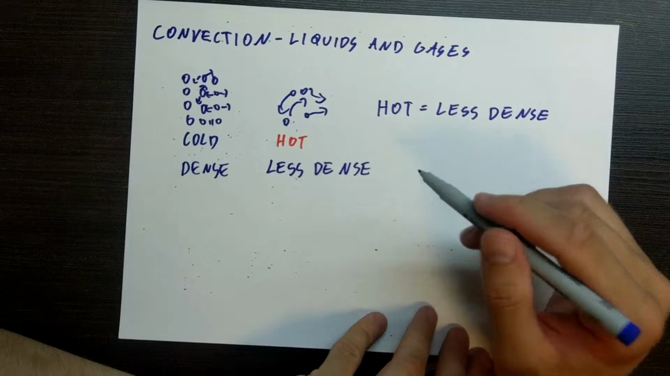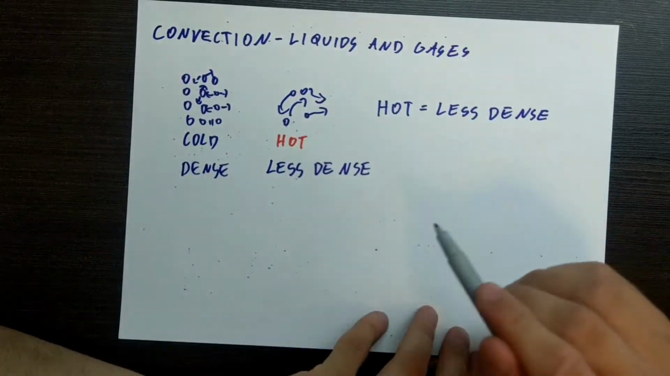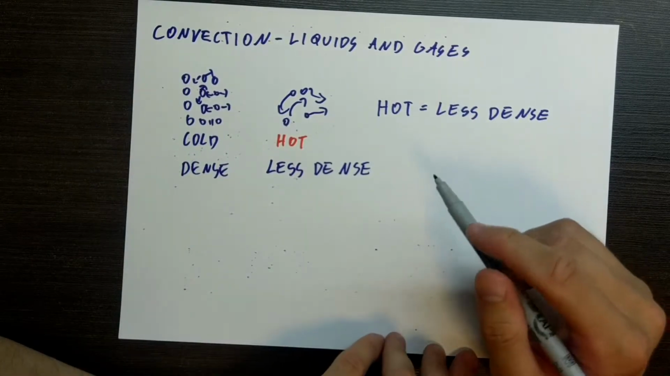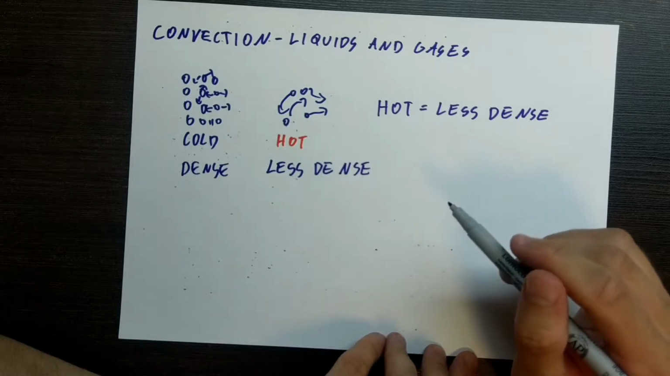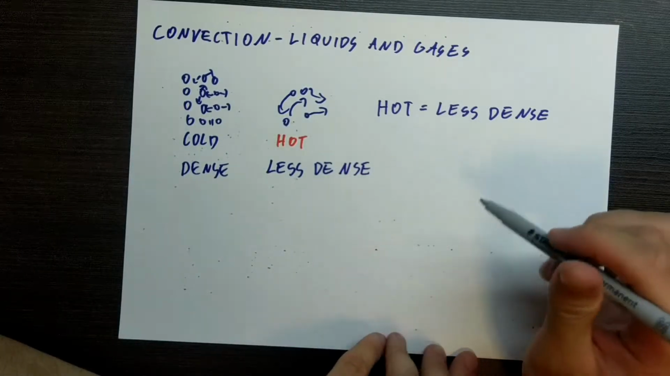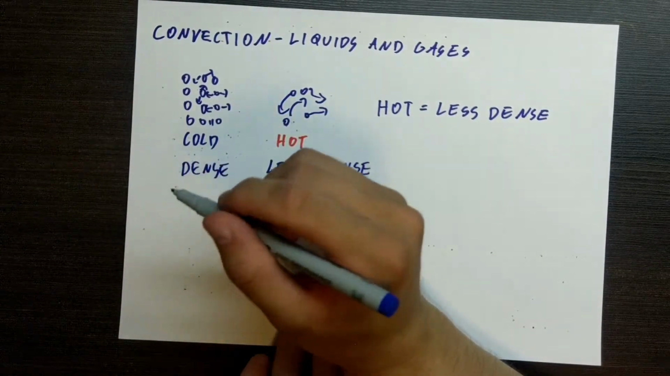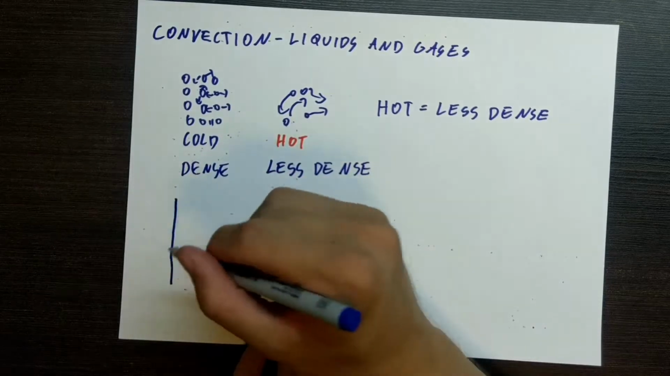Why am I telling you that? Because convection is all about density. It is all about density. Convection is a transfer of heat via forming a current based on density. I will explain convection here. The best way to explain this is like this.